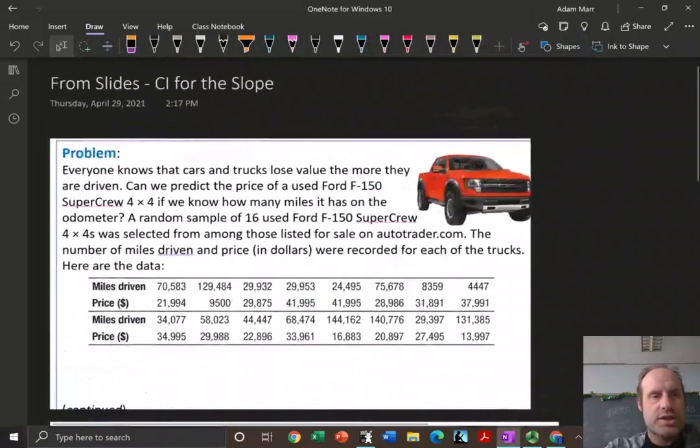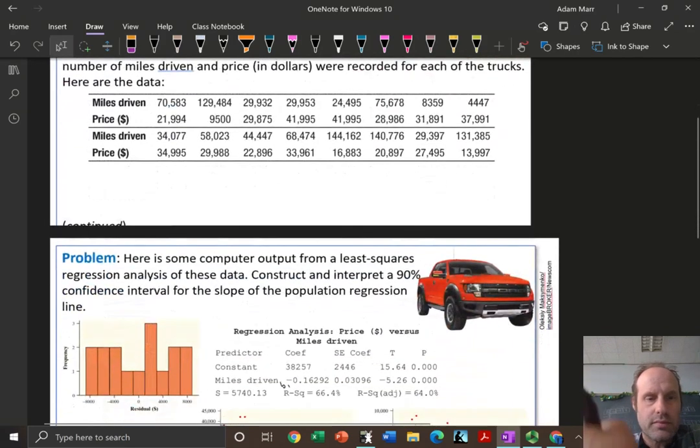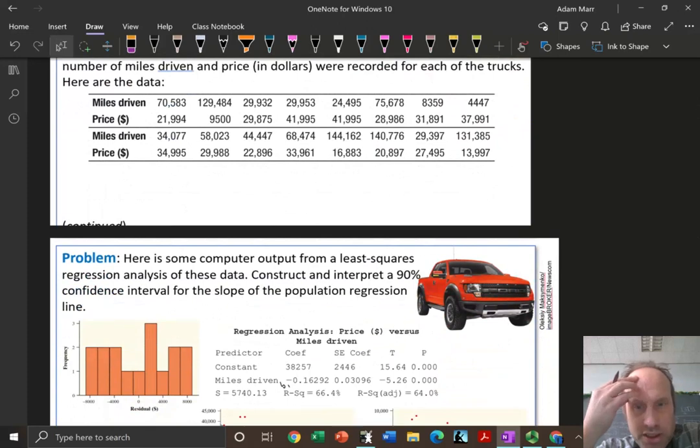Everyone knows this is a confidence interval for the slope, by the way. Everyone knows that cars and trucks lose value the more they are driven. Can we predict the price of a used Ford F-150 Super Crew 4x4 if we know how many miles it has on the odometer? A random sample of 16 used Ford F-150 Super Crew 4x4s was selected from among those listed for sale on Autotrader.com. The number of miles driven and the price in dollars were recorded for each of the trucks. Here are the data. Here's some computer output from the least squares regression analysis of the data. Construct and interpret a 90% confidence interval for the slope of the population regression line.